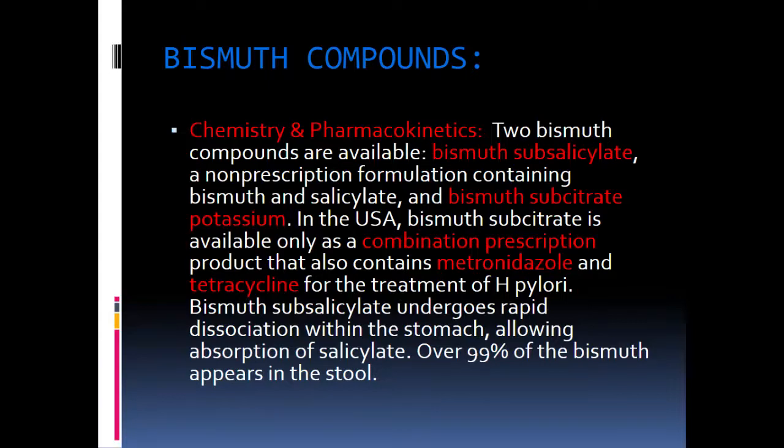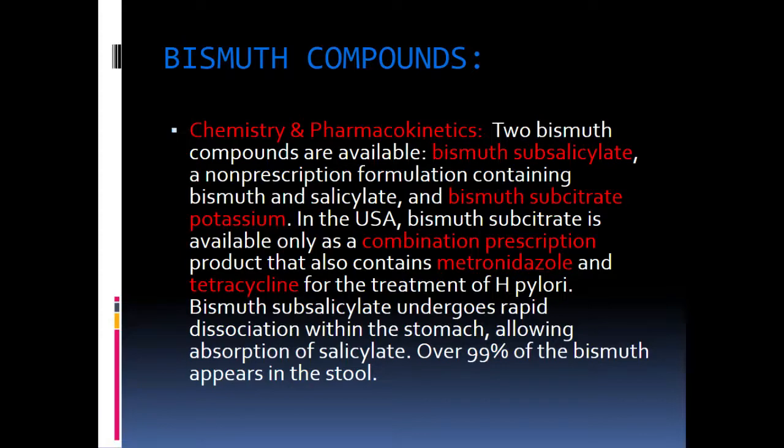Now, salicylate undergoes rapid dissociation within the stomach. The first compound, bismuth subsalicylate, undergoes rapid dissociation within the stomach, allowing absorption of salicylate, while 99% of the bismuth compound is eliminated in the stool.